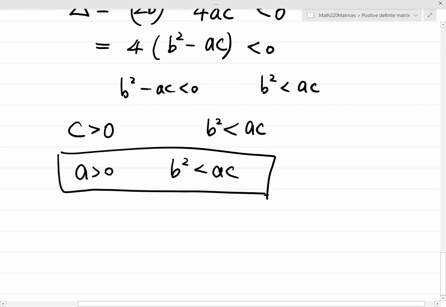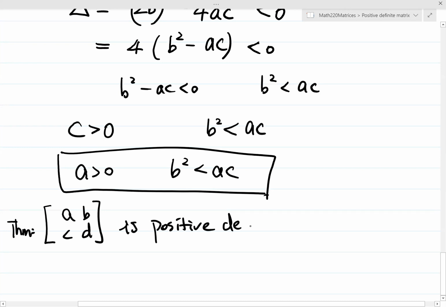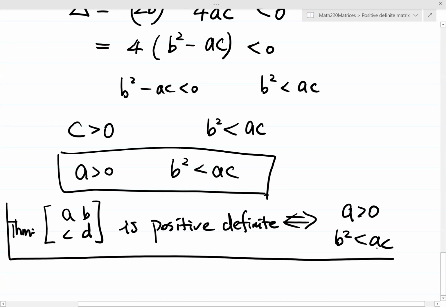So, conclusion. You may see it called a theorem. The 2 by 2 matrix with entries a, b, b, c is positive definite if and only if a is greater than 0 and b squared is less than ac. So we're done with 2 by 2 matrices.